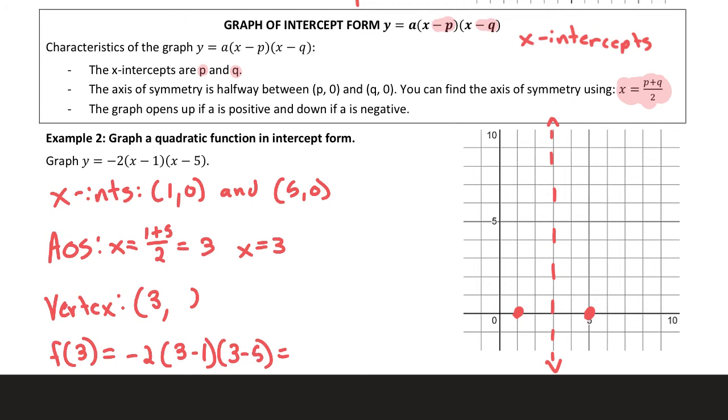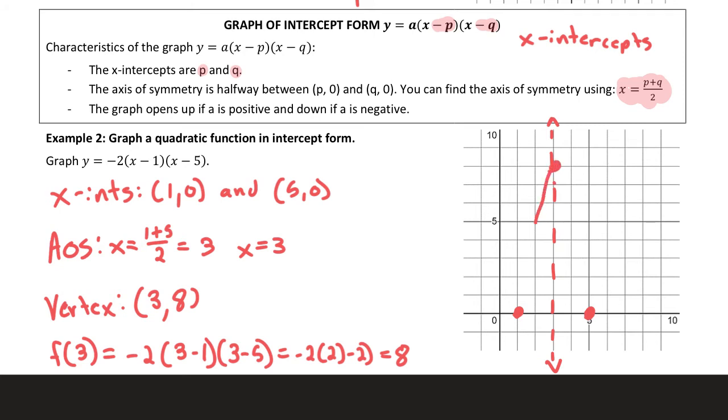To find the y value of my vertex, I'm going to substitute in my axis of symmetry to get an output. Okay, so that's negative 2 times 2 times negative 2. So that really becomes positive 8. So our vertex is the point (3, 8).